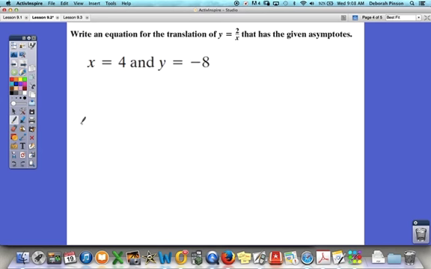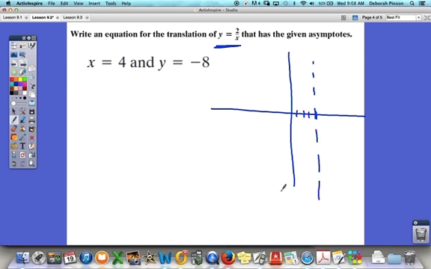Okay, now I want us to kind of go backwards a little bit. What I want to do is I want us to write an equation. Now I'm going to go through and I'm going to sketch what they're talking about. Now I don't need a perfect sketch, but I need something to look at. So it says, write an equation for the translation of y equals 2 over x, there's my parent function, that has the given asymptotes. So x equals 4, 1, 2, 3, 4. So that's my vertical asymptote. And -8's my horizontal. 1, 2, 3, 4, 5, 6, 7, 8.